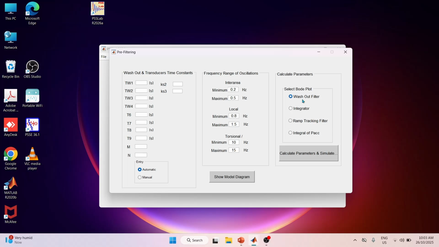Now here right, I will select one of the Bode plots. For example, I will select the Bode plot or frequency response plot of the ramp tracking filter and just click on the calculate parameters and simulate the Bode plot.